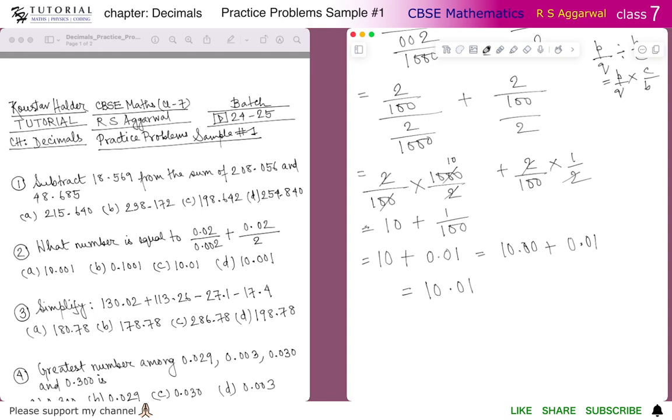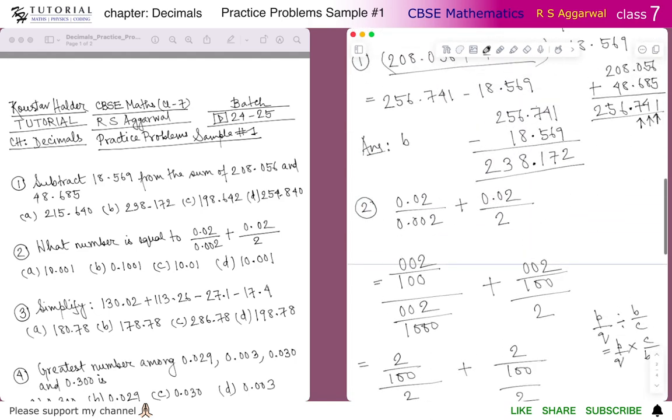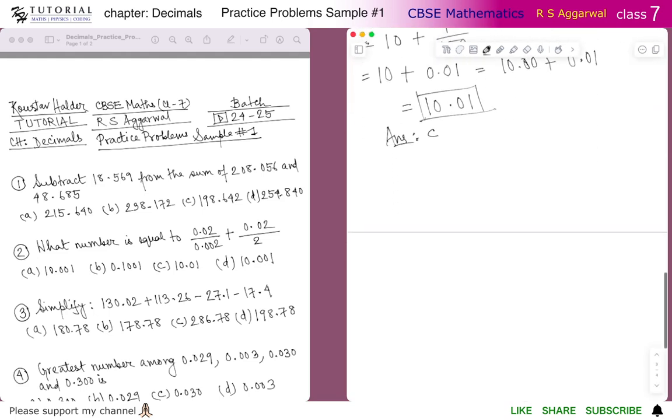So the answer is choice C. This is the answer. This is the result. Answer is choice C. Now simplify.